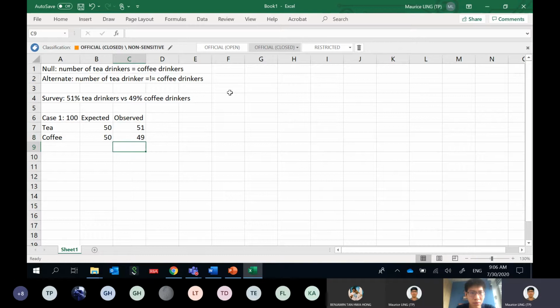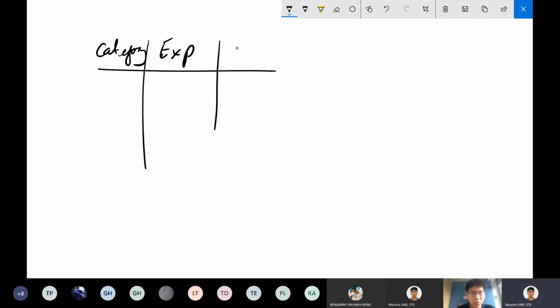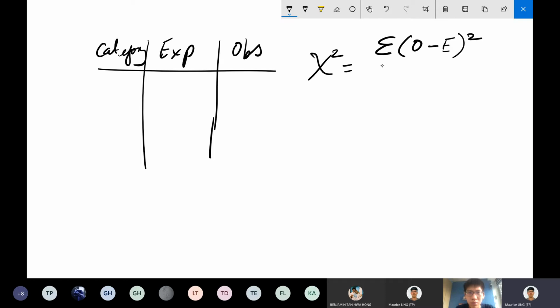Now, if you look at how the chi-square statistic is calculated, you have the category, your expected, and your observed. The chi-square statistic is the summation of observed minus expected, squared, divided by expected.